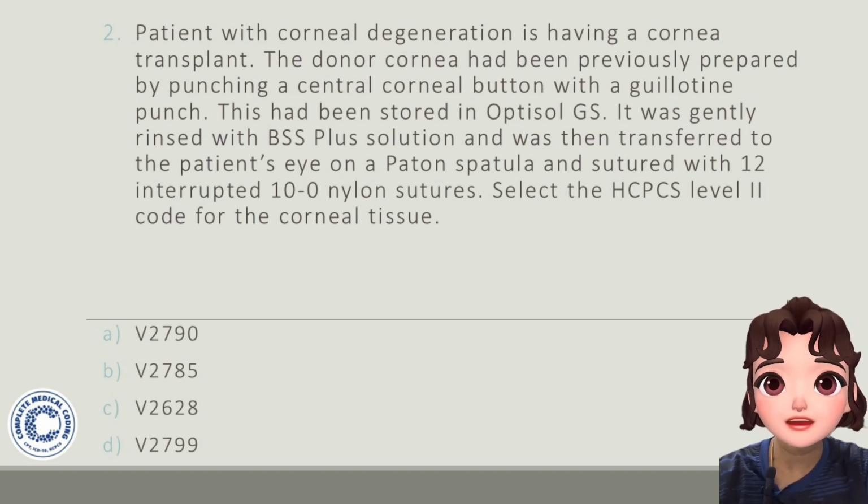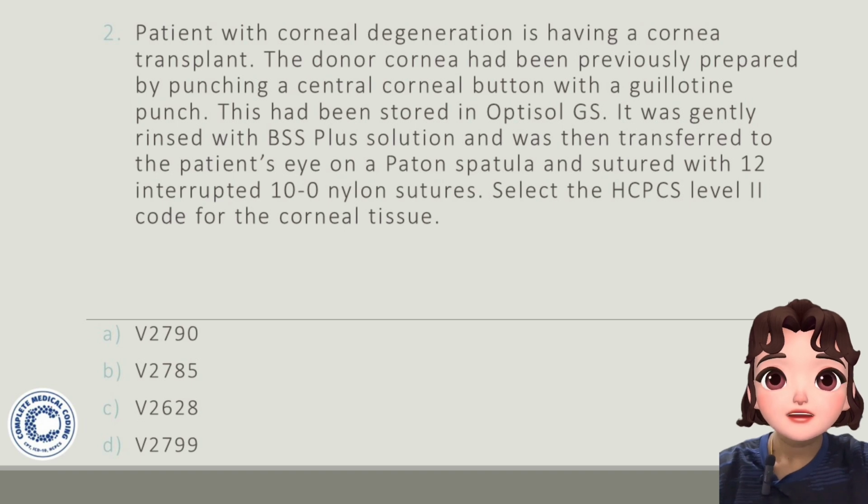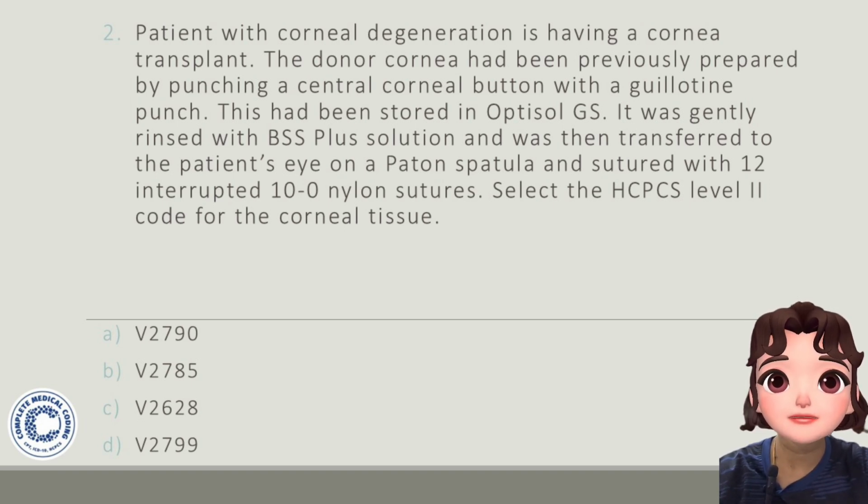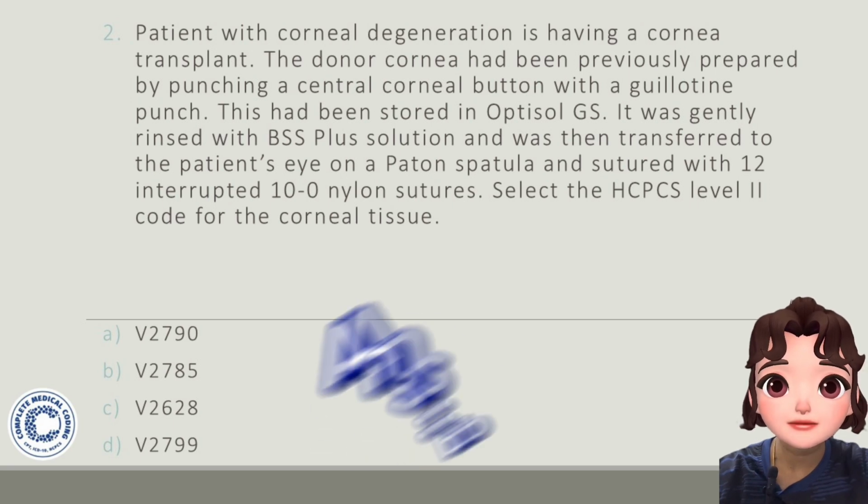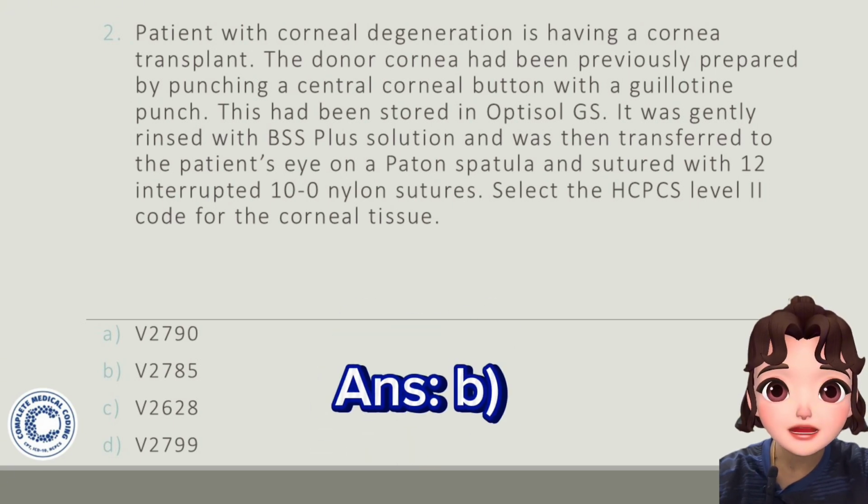V2628. What is V2628? V2628 represents fabrication and fitting of ocular conformer. No. What is option D? V2799. V2799 represents vision item or service, miscellaneous. No. So here we already got the answer as V2785, option B.